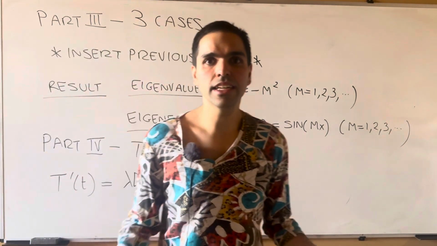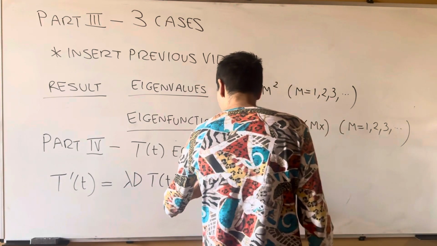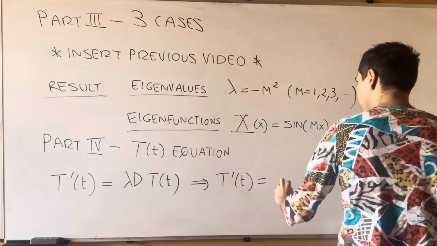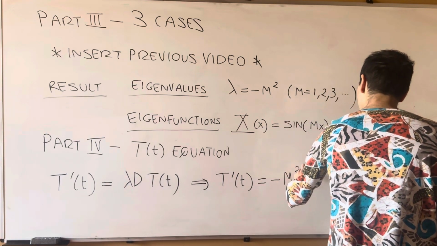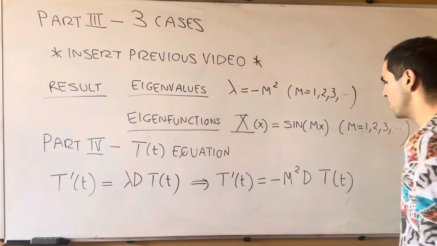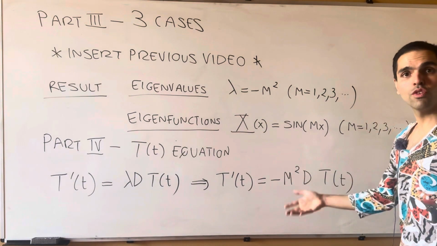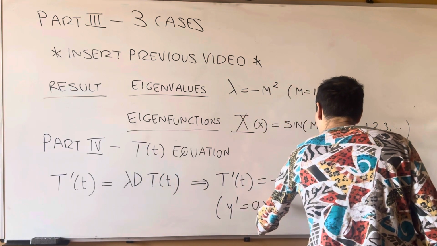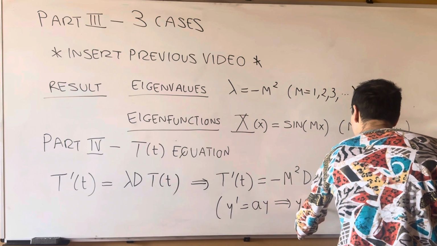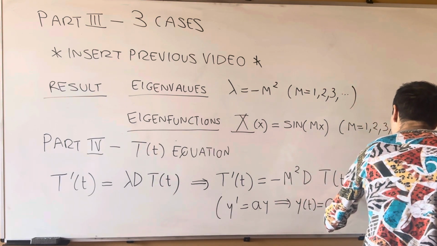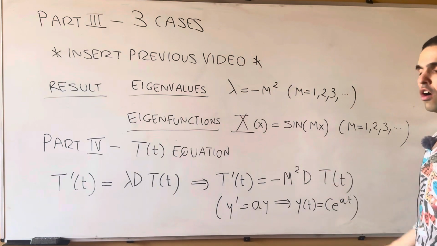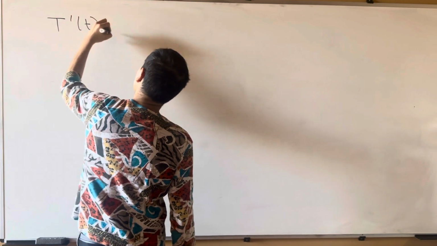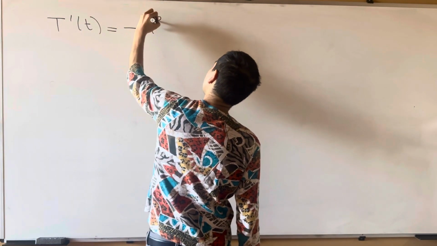But now the nice thing is we found lambda, so in other words, t prime is minus m squared dt. And notice this is precisely of the form y prime equals ay, right? In ODEs whose solution is ce to the at. So we can do that to solve for t. And so now what we have is t prime is minus m squared dt.